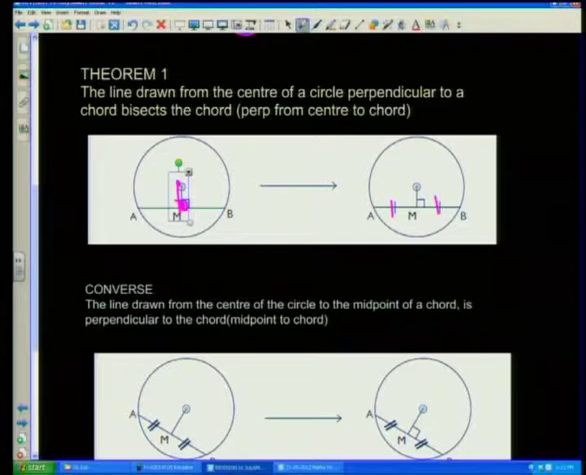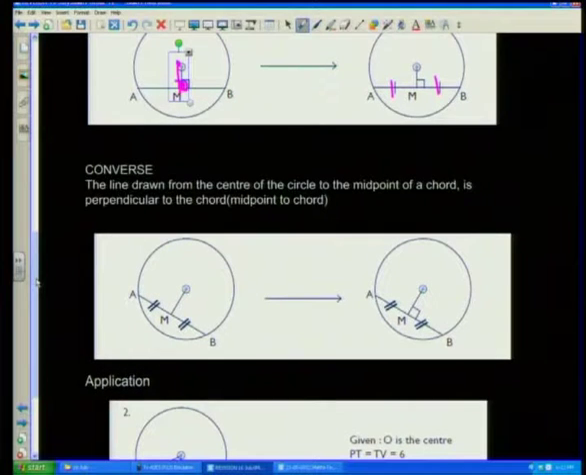Okay, it seems reasonable. Now, the converse of that theorem, and converse just means vice versa, says that if you have a line coming from the center to the midpoint, then it must be perpendicular.